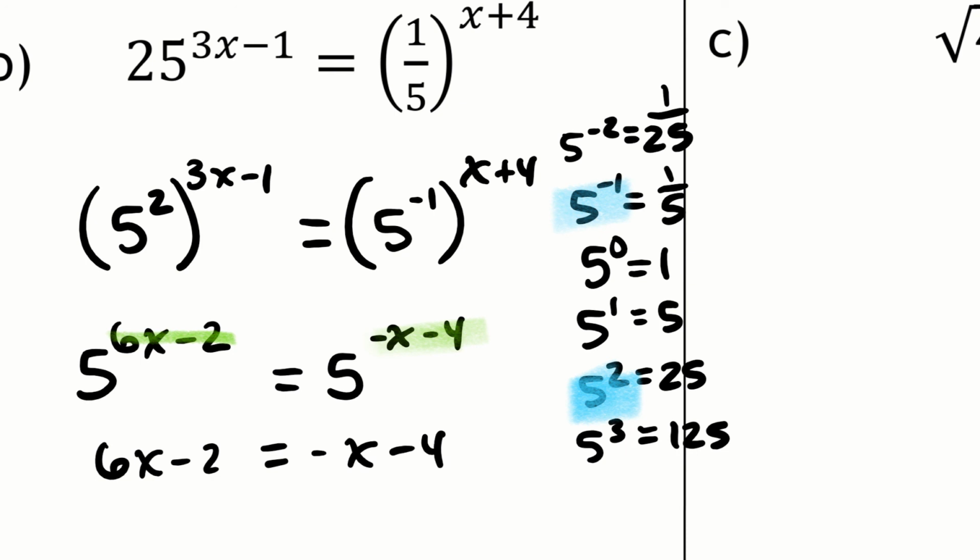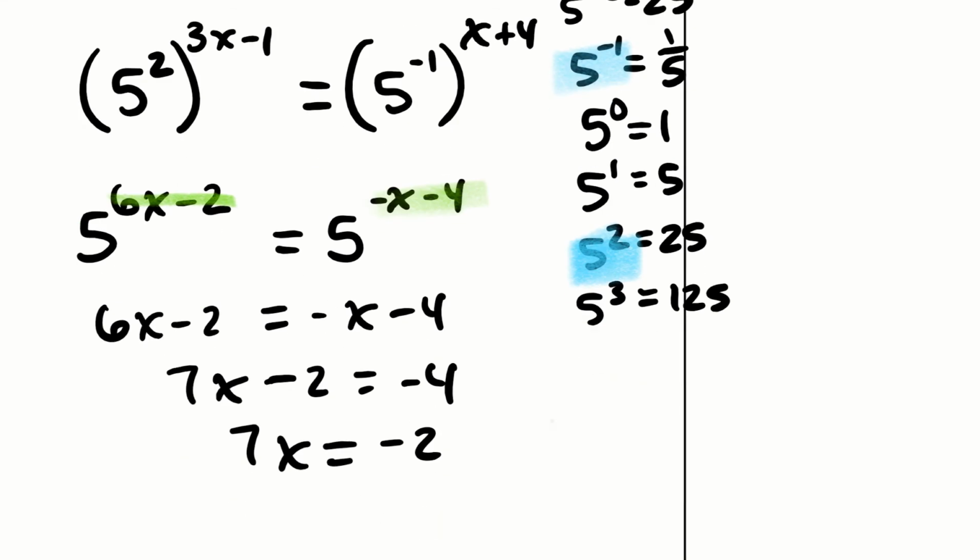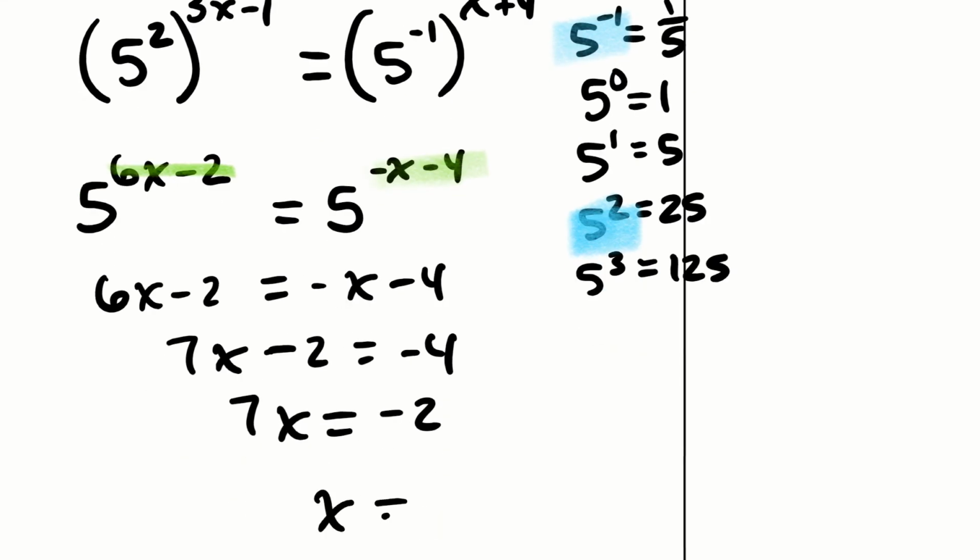Therefore, if I add an x to both sides, I get 7x minus 2 is -4. Add 2 to both sides, I'm going to get 7x is -2, and therefore x would be -2 over 7.